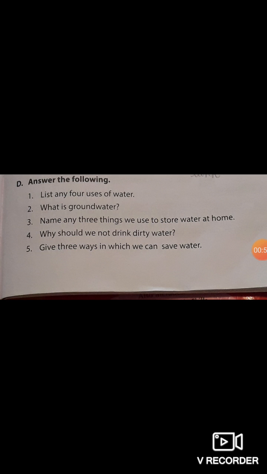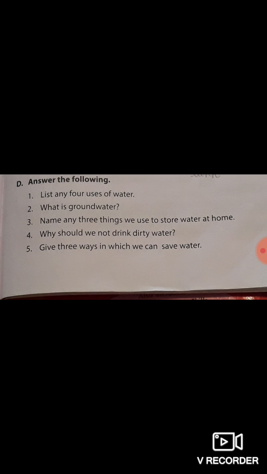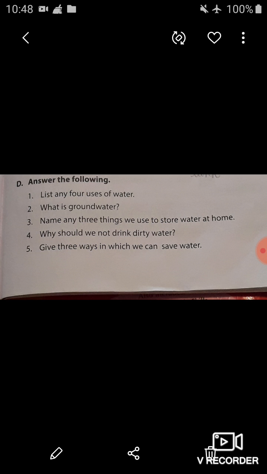Question number A, B and C is already done. Now we are going to do question number D. Answer the following. The first question is list any 4 uses of water. So my dear students, here you have to write 4 uses of water. The 4 uses of water are cooking, bathing, drinking and washing. You have to write these 4 uses of water in the answer of question number 1.